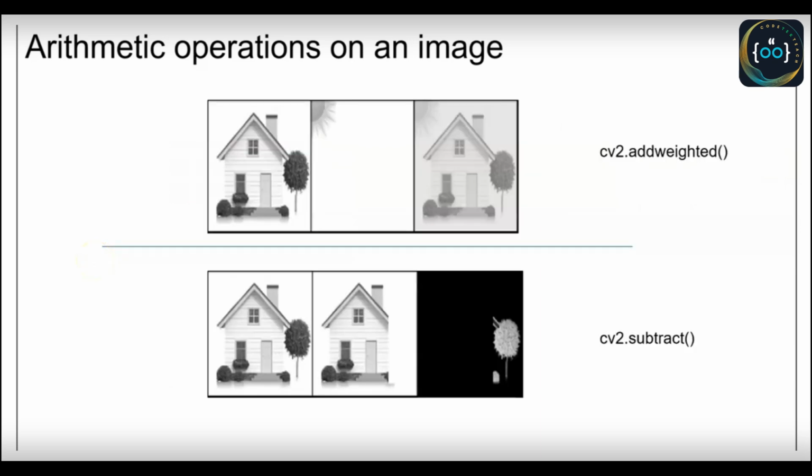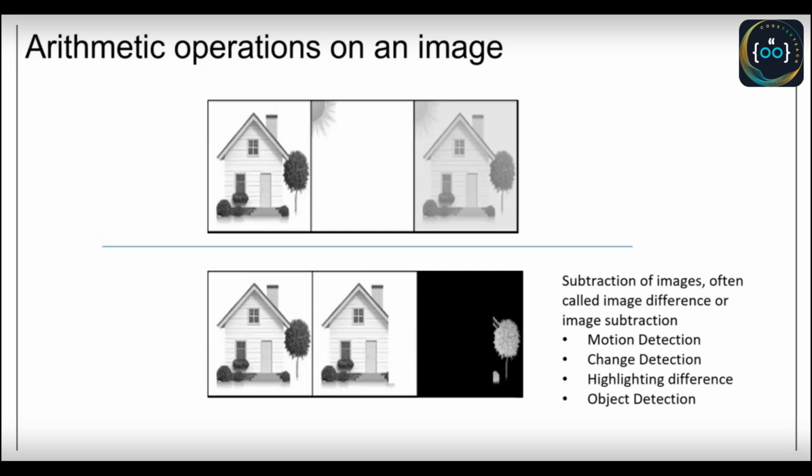Just like how we added the two images using the cv2.addWeighted function, we can also subtract using cv2.subtract. Subtraction of images, often called image difference or image subtraction, is a common operation in image processing. This operation is performed on a pixel by pixel basis. That is, the value of the pixel in the output image is the result of subtracting the corresponding pixel values in the input images.